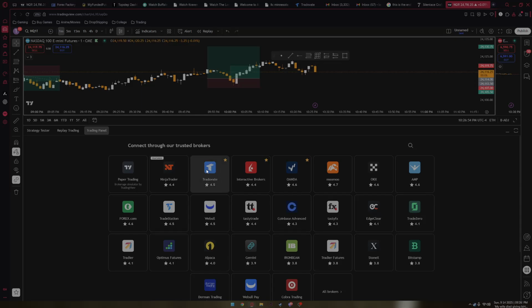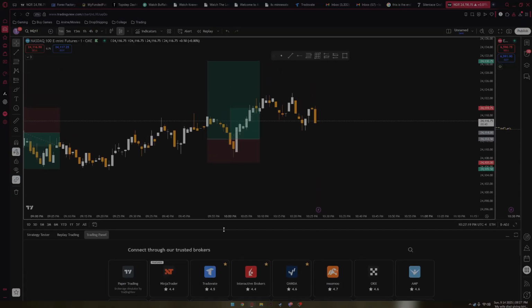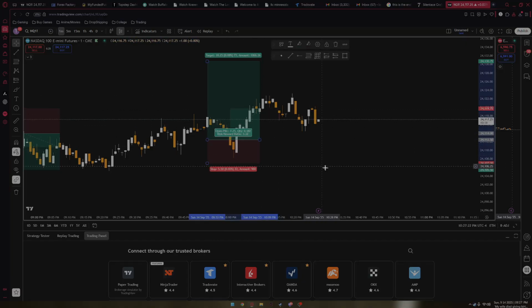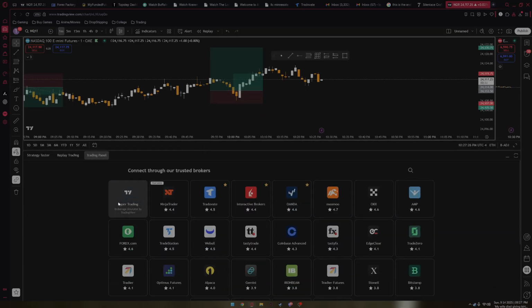Say TradeOvat: this one is where you trade futures, and I think some stocks. Webull here only trades options and stocks. There's Interactive Brokers, which trades forex and stuff like that. So there are tons of different brokers. The main one you're going to be using is TradeOvat, where we trade futures. That's what we're trading. But to show the numbers, what I did is click on the paper trading here. This one here is your fake money.